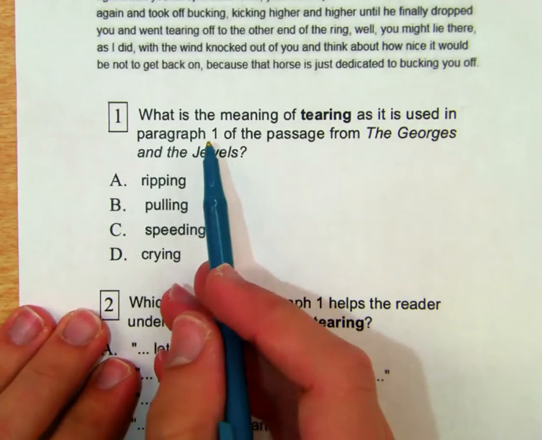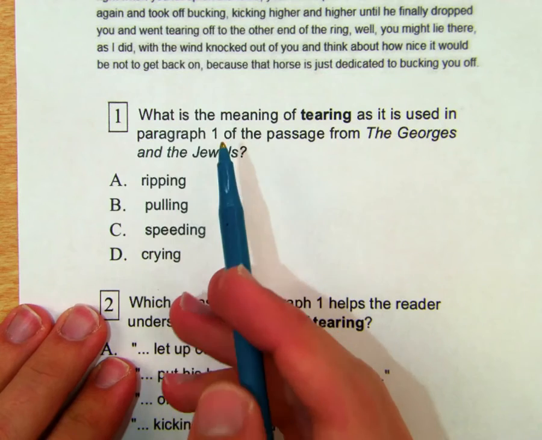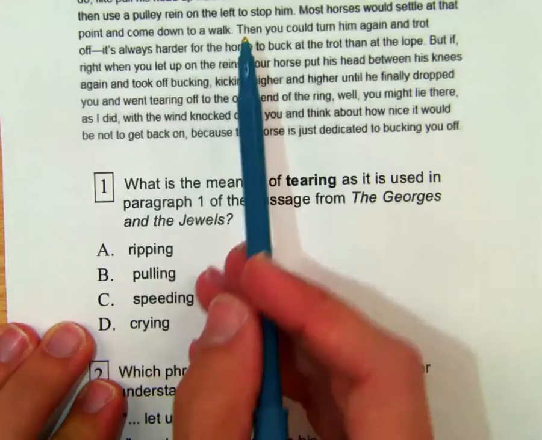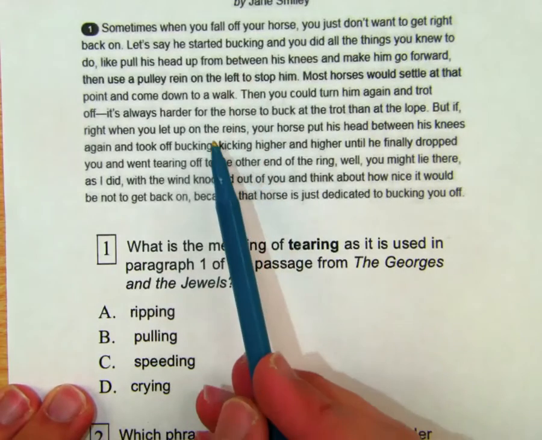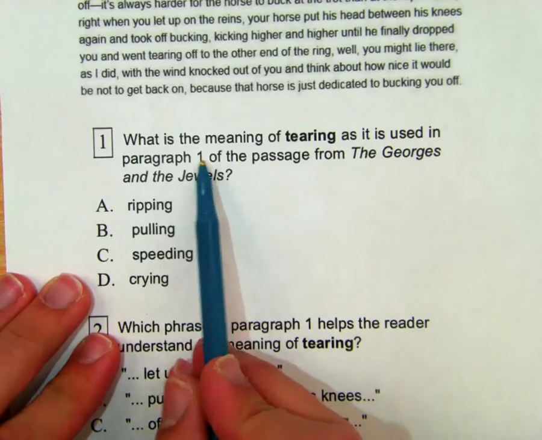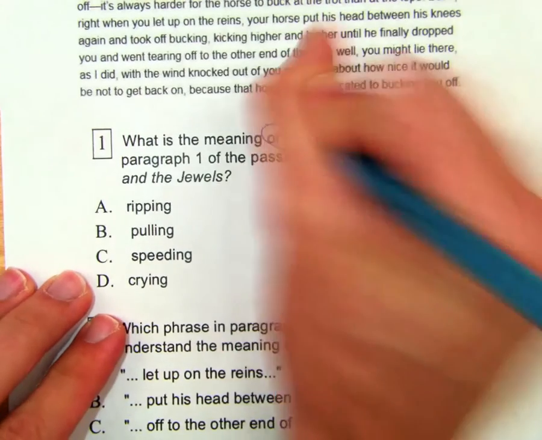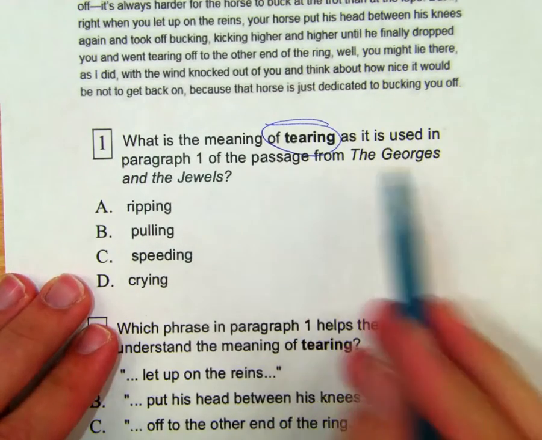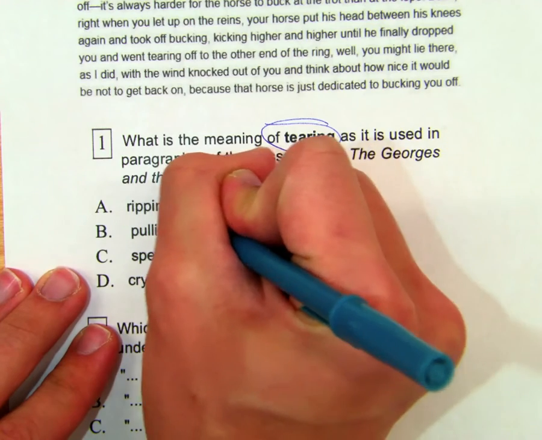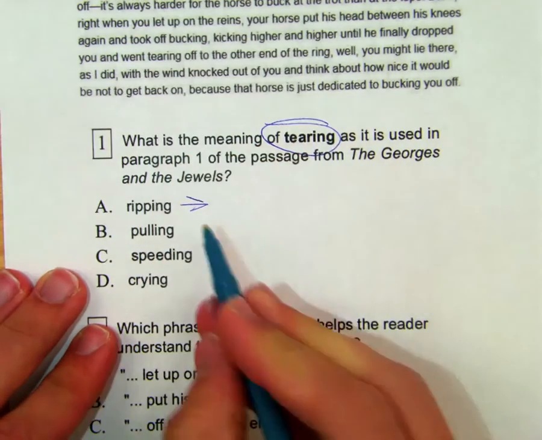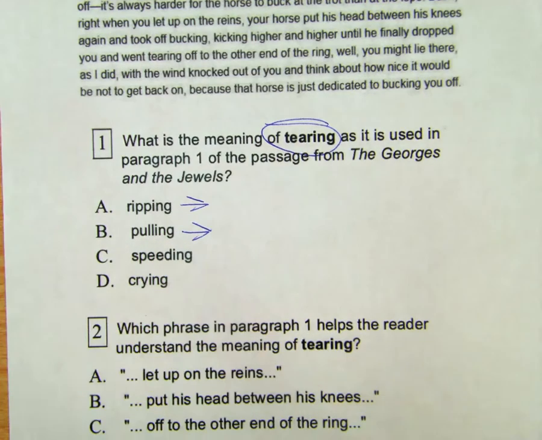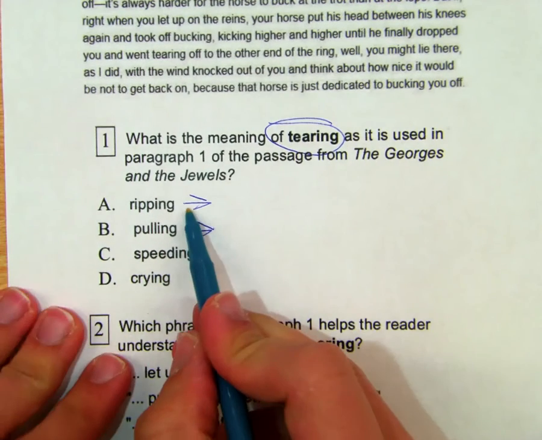You guys are going to get questions that are asking you the meaning of words in the context of a passage. You had this passage about the horse, the short story about the man and his daughter and their horse on Monday, and you got this question. What is the meaning of the word tearing as it is used in paragraph 1 of the passage? About 20% of you said tearing meant ripping. The other 20% said that tearing meant pulling. You probably thought when you tear something, you pull it, or when you tear it, you rip it.